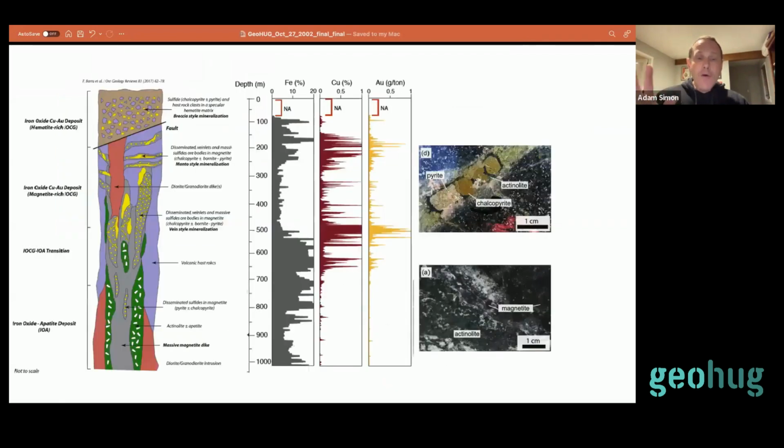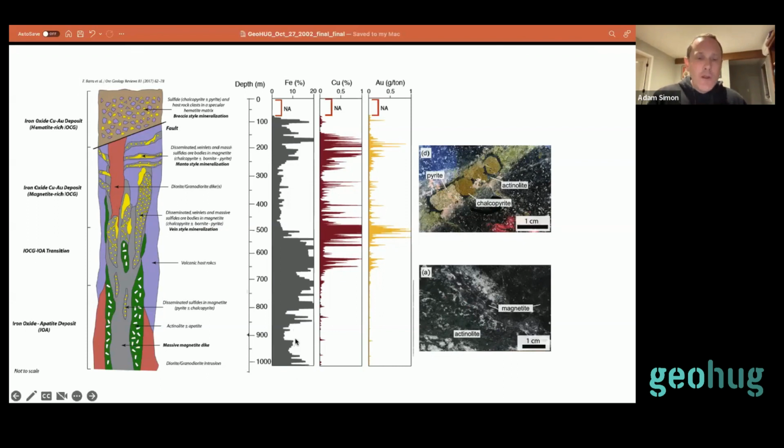So now I filled out the diagram in the center of the slide. Here's what we observe at every one of the deposits we've looked at. And again, it's like an ice cream parlor. There are different flavors, but fundamentally, they're ice cream. So if we look at the center here, in the lower or deeper parts of these systems, they are magnetite rich, copper iron sulfide poor.